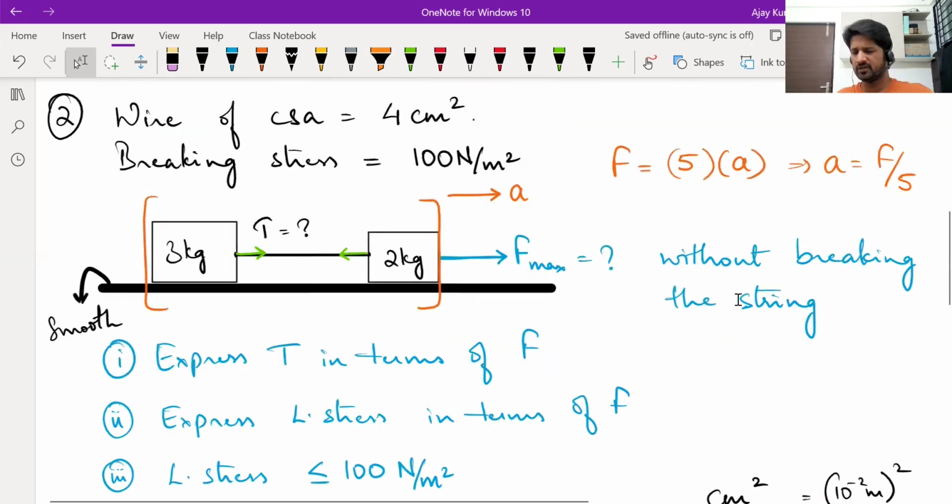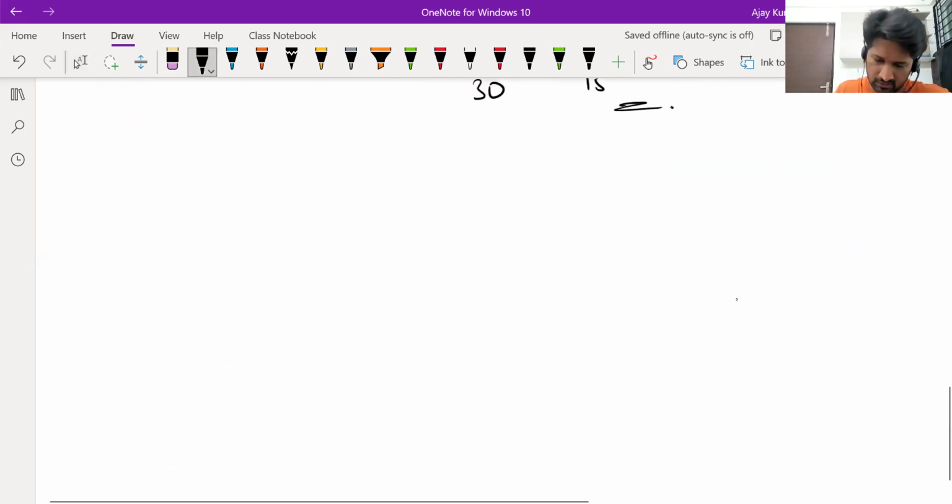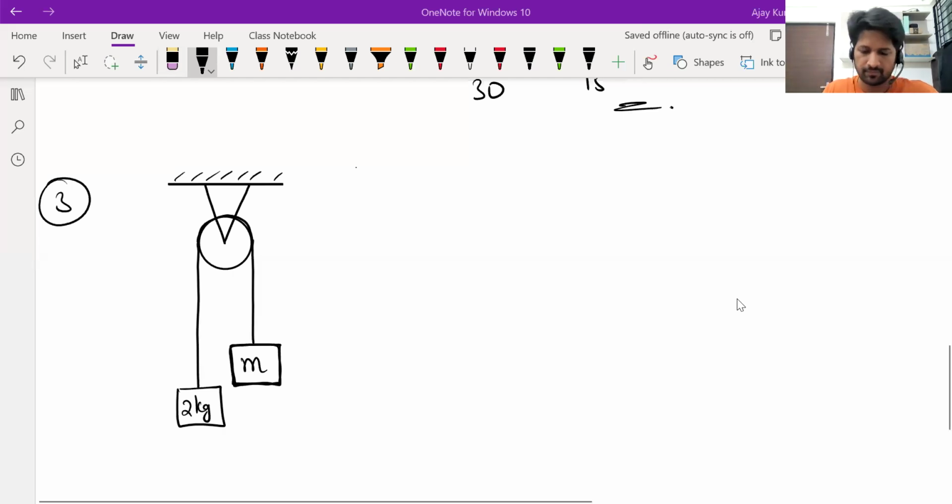The same question can be modified also. You can be given pulley block systems and be asked what maximum mass can be connected such that the string does not break. Okay, let's try one problem like that also. Why not? Just a moment, I'll draw a diagram.